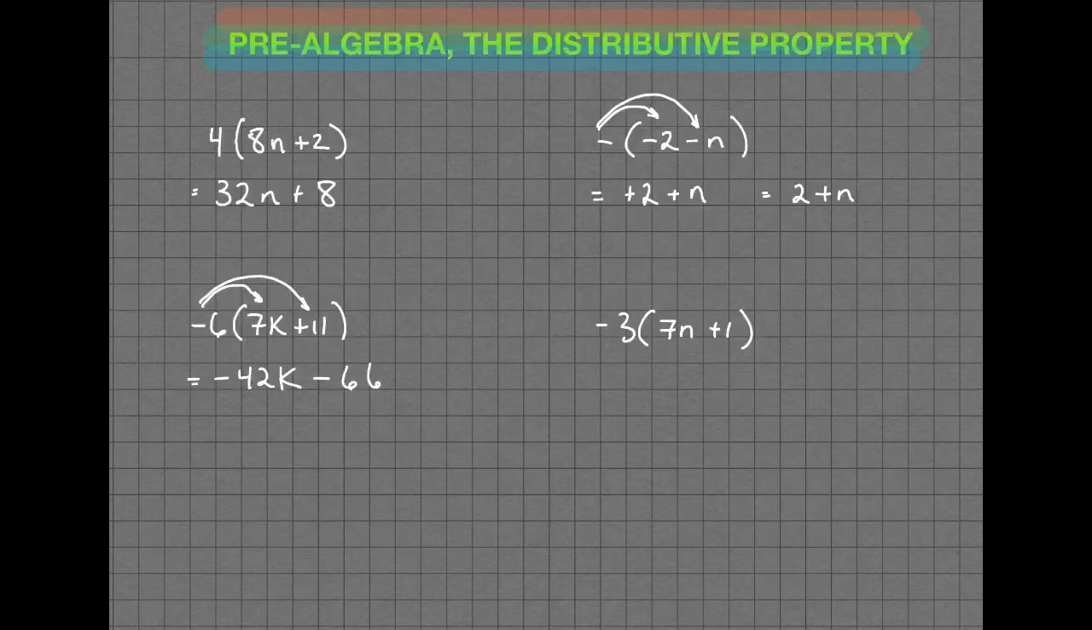Okay, next one, we're just going to drop in this negative 3 here and here. So negative 3 times 7n gives us a negative 21n. And the negative 3 times 1 gives us a negative 3.